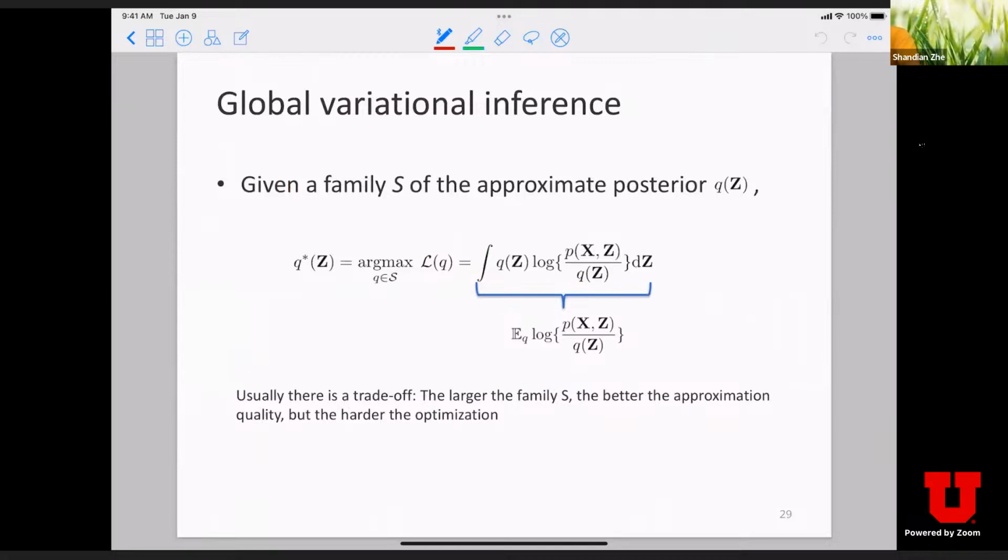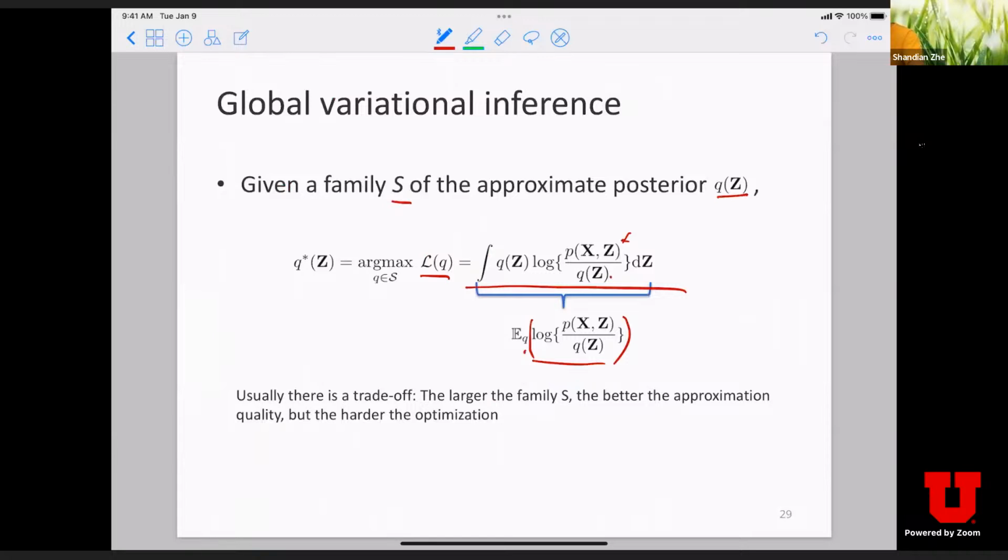So here's the global variational inference framework. Given a family S of the approximate posterior Q of Z, if you want to find the best approximate posterior Q of Z, you maximize the model evidence lower bound with respect to Q in this family. Which essentially is to maximize this: an integration of Q of Z times the log fraction between the joint distribution and Q of Z. Written more concisely, it's just the expectation under Q of this log fraction. Then that's it.